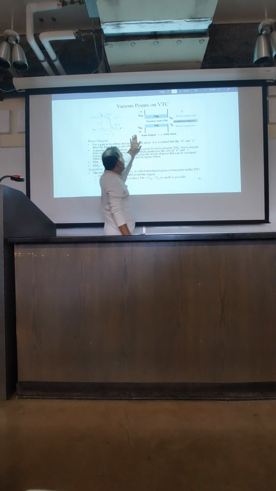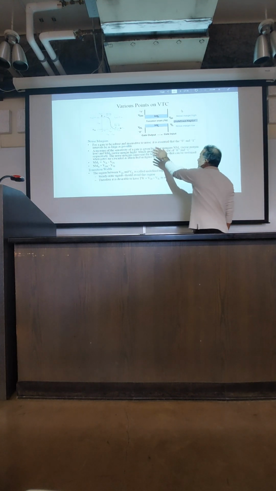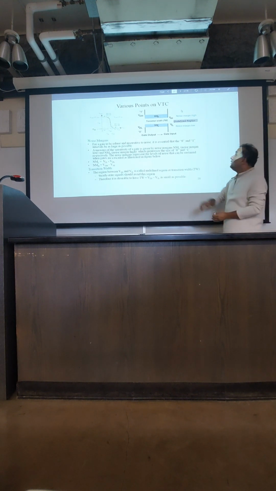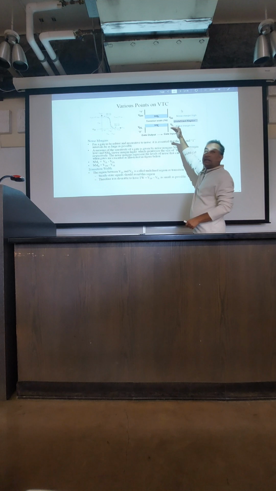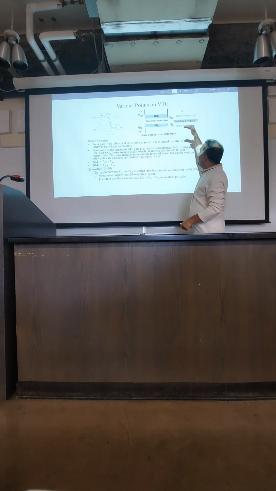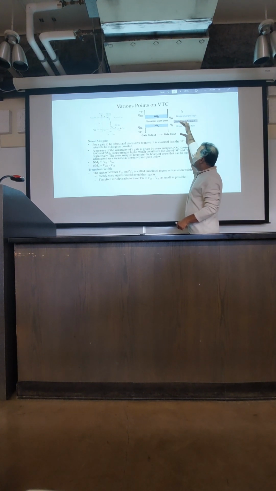So now I am drawing the signal levels in a different way. At the top of the curve, the maximum VOH can be what? VDD. Or it can be less than VDD. And then VIH, the minimum input high, is a voltage close to VDD.